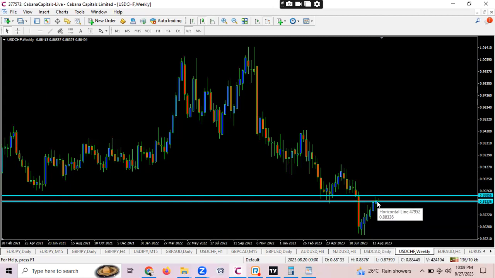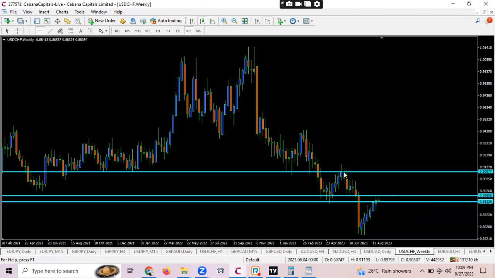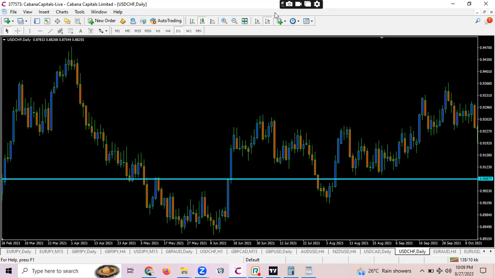So if buyers are able to push price up and close it above this level, we could see USDCHF push up to this resistance level for the week. If this level is broken, USDCHF could go up to this resistance level. Okay, but let's see what we have on daily and 4-hour.